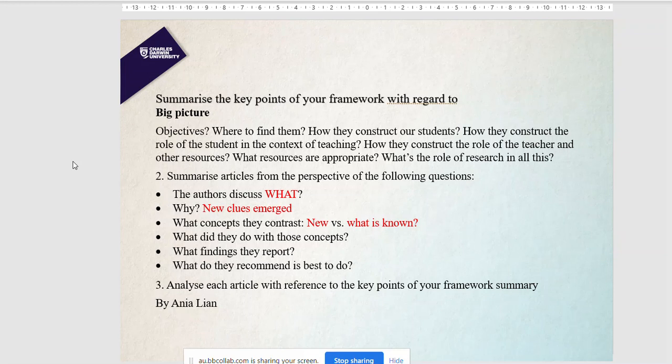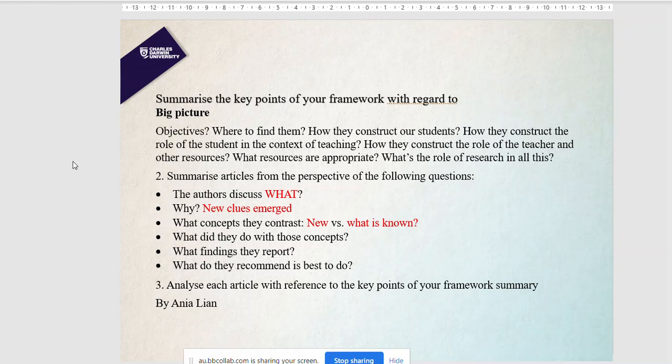What do the authors discuss? Once I finish this slide, I'll teach you what it means. We're basically at the conclusion slide at the moment. So what did the authors discuss? Why? What concepts did they contrast? Because you usually write an article to explicate or to respond to a problem. So there was something bad, and here I have something better. So what concepts did they contrast?